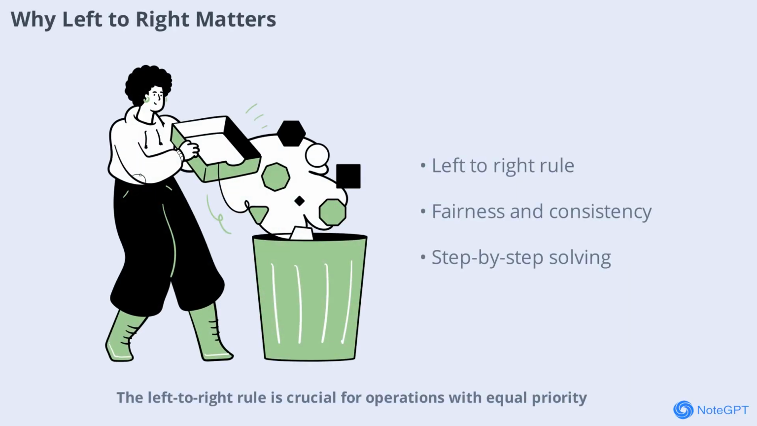The left-right rule is crucial for operations with equal priority. If you always did multiplication before division or addition before subtraction, you'd get different answers depending on the problem. The left-right approach ensures fairness and consistency. It's a simple rule, but it makes a big difference in solving math problems correctly. Always scan your expression and work through it step by step, following the order.